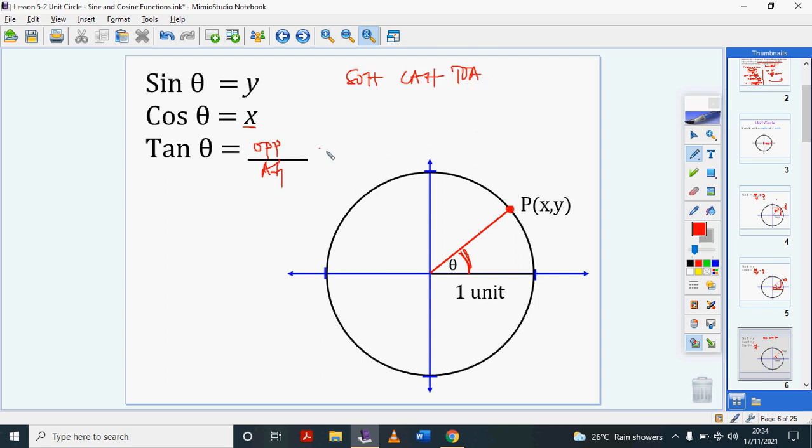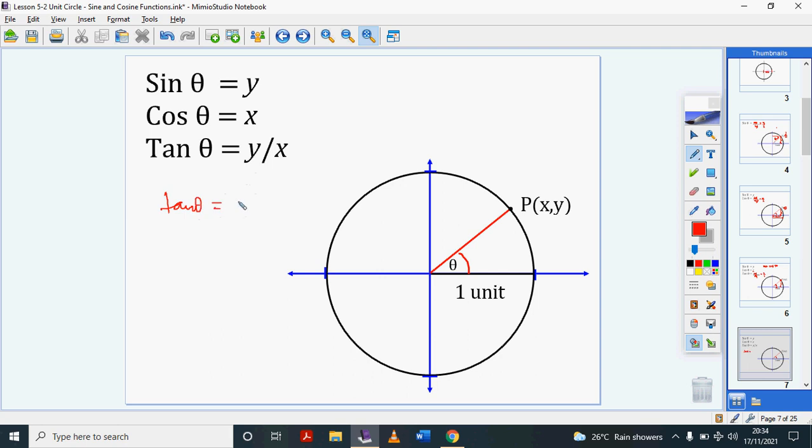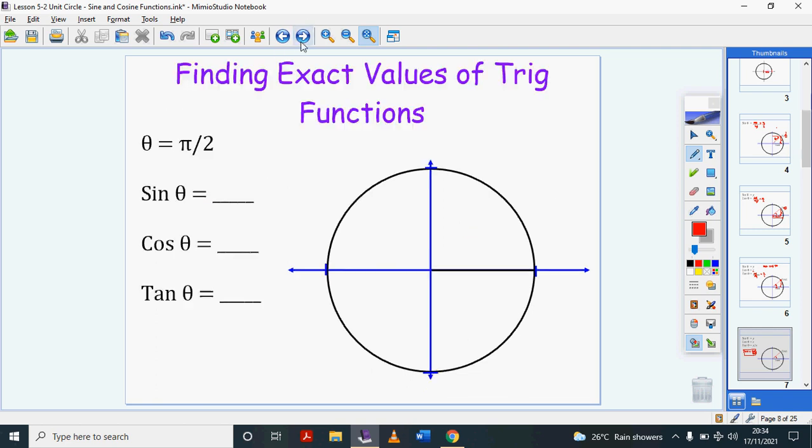Opposite over adjacent, the opposite in this case is the y value and the adjacent is the x value. So this is just y divided by x. This shows us an interesting thing because we know the y is sine and the x is cosine. So this is something to note for the future, that tangent of theta is the same thing as sine theta divided by cosine theta. I'm pretty sure you did this before in your earlier classes, but it doesn't hurt to be reminded. We'll see this a lot going forward, that tan theta can be expressed as sine divided by cosine.